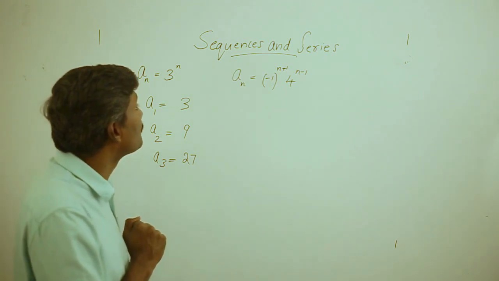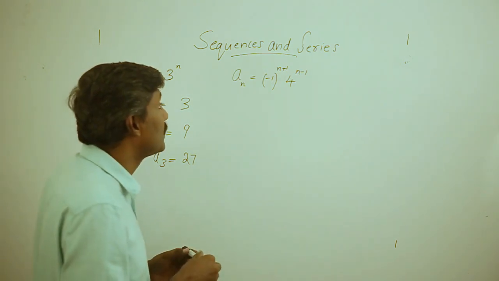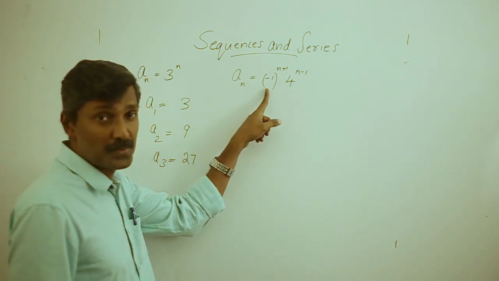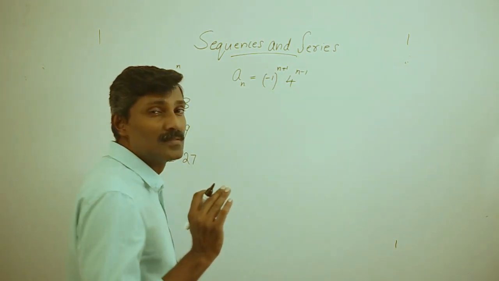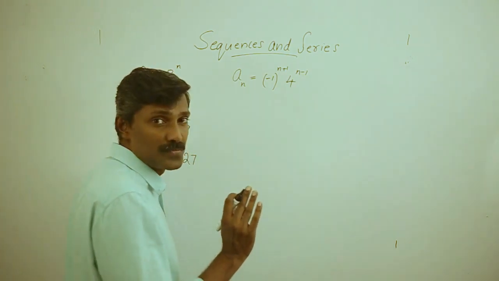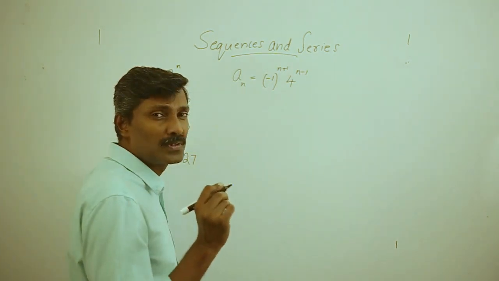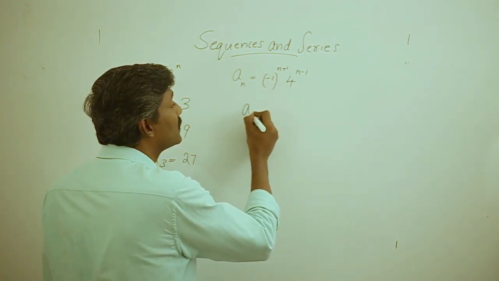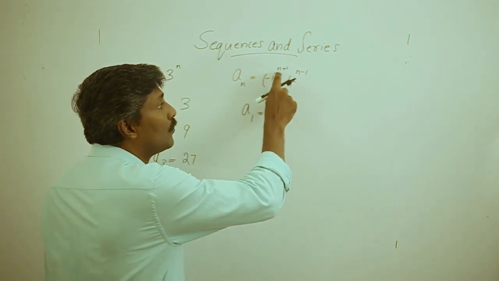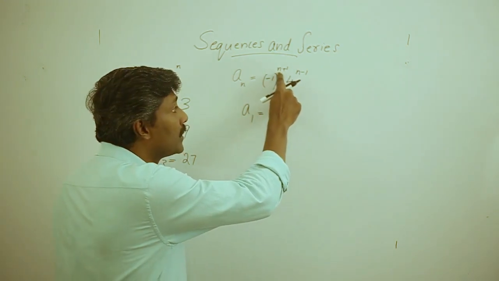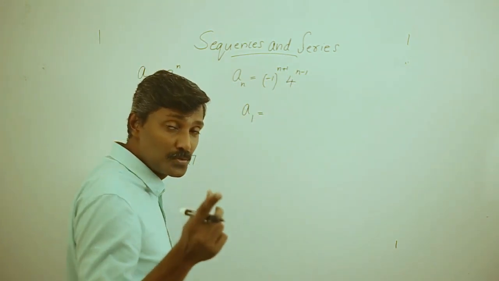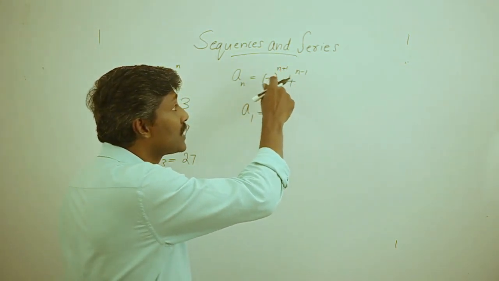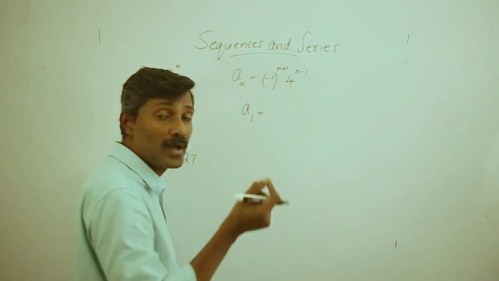And coming to the next problem, you have a_n = (-1)^(n+1) × 4^(n-1). Simple it is, you will understand that once we solve it. Just put the value of n equal to 1 to get the first term. When I put n equal to 1, what do I get? Minus 1 raised to 1 plus 1. So 1 plus 1 is 2. So that becomes minus 1 raised to 2, which means minus 1 the whole square.